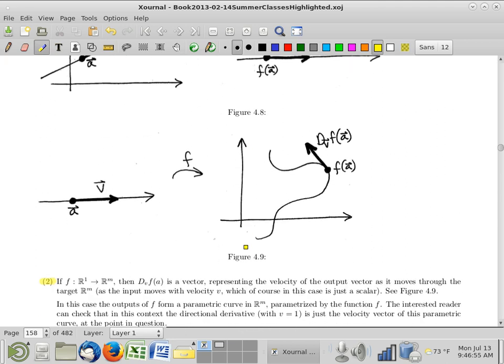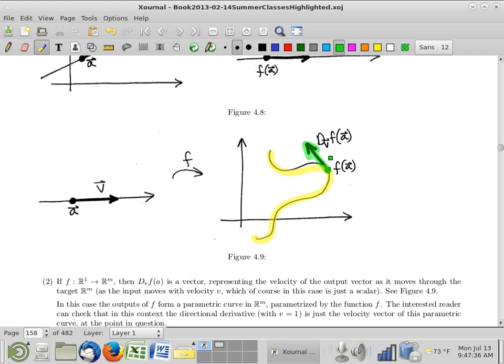Another context in which this might make sense is what if you have a single input variable and multiple output variables? Okay, well, in this case, it looks an awful lot like a parametric curve, doesn't it? And the directional derivative, well, wait a second, we already have a sense of a derivative of a parametric curve. The derivative of a parametric curve is the velocity vector of that parametric curve. And not surprisingly, there's a strong relationship here as well. The directional derivative can be related to this plain old, good old velocity vector of that parametric curve.